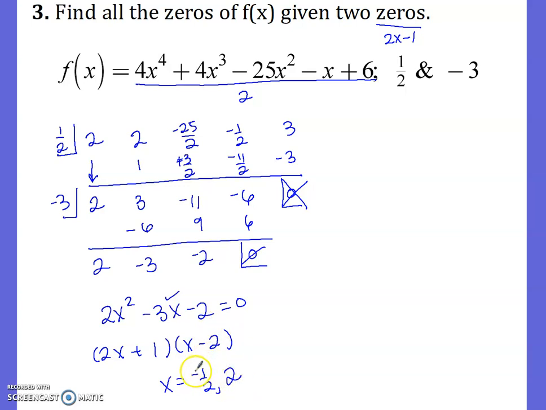Add 2 over here. So that's 2 zeros, but I need 4 because this is an x to the 4th polynomial. So I have to be sure to include these. So I'm going to have negative 1/2, 2, positive 1/2, and negative 3. And that will be all 4 zeros.